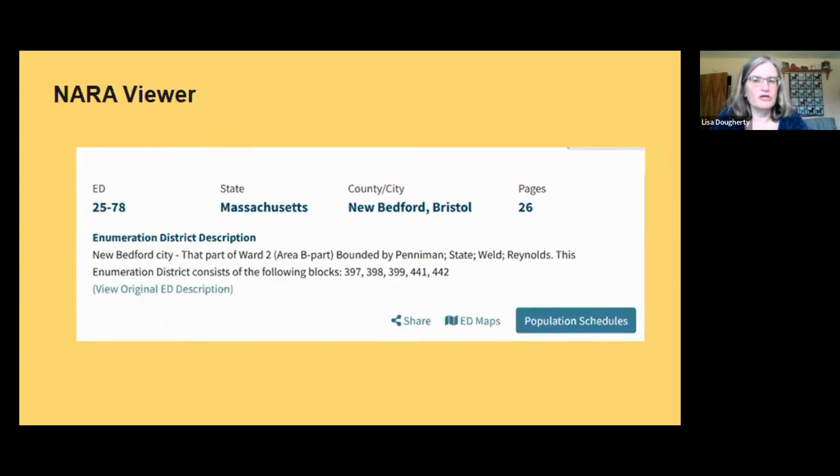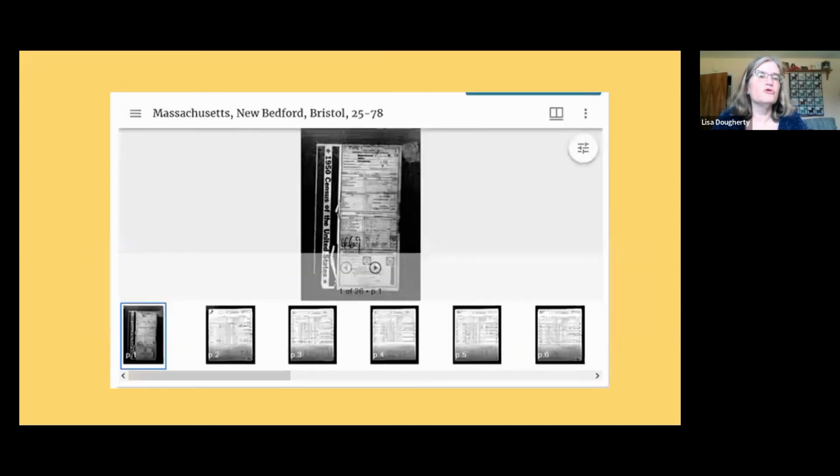So I chose the NARA viewer, and here I am going to the NARA website, and I have found the ED 2578 in the state of Massachusetts, in the county of Bristol, in the city of New Bedford. We can see it has 26 pages. Underneath it, there is also a description of the ED telling us that it's bounded by Penniman Street, Weld Street, Reynolds Street. So there are a couple of familiar names in there. Then if we click on population schedules, we can look through all 26 pages that are in this ED. You can enlarge them so that you can read them.